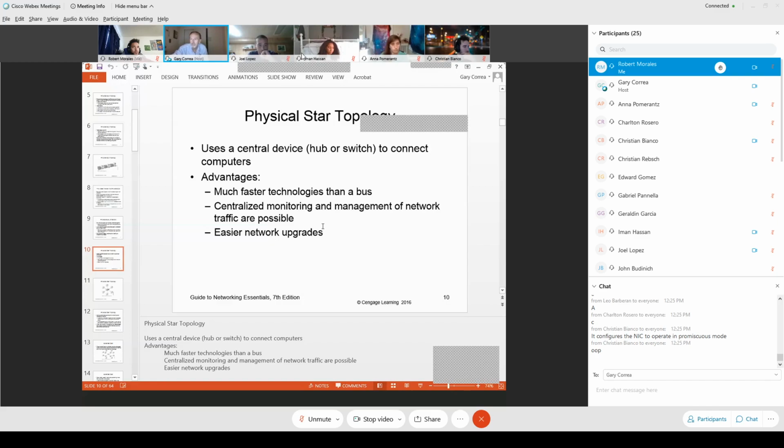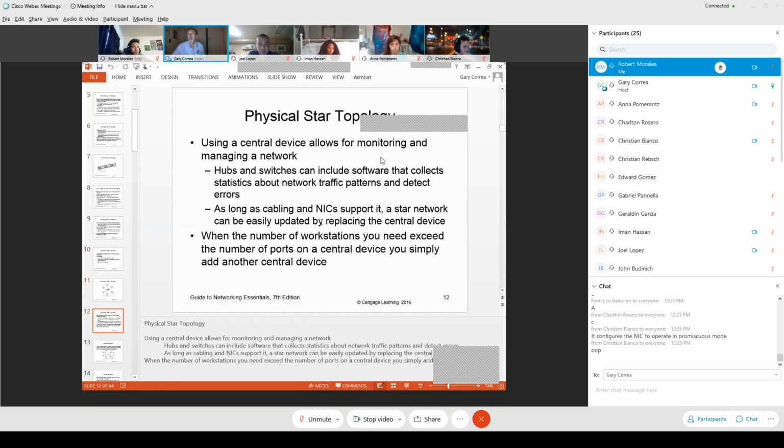All right, let's keep going. The star is the one we use all the time. The bus is the one we never use. What's so great about a star? Central device. That's the thing in the middle, the hub or the switch. The first line says hubs and switches can include software that can collect statistics, so I can monitor the traffic with that hub and switch. And we can always update it. Let's read this one: when the number of workstations you need exceeds the ports, you simply upgrade it.